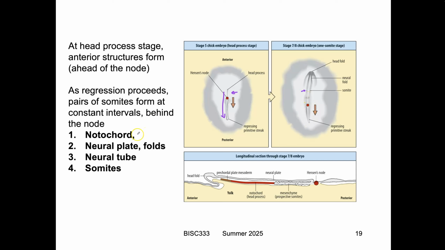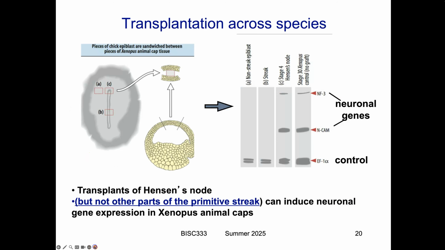And just a reminder that the order of formation of structures as the node recedes is the notochord first, and then the neural plate and folds, then the neural tube as the tube starts to close, and then somites. And we've talked about that in a previous lecture.